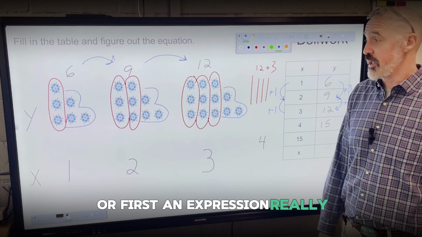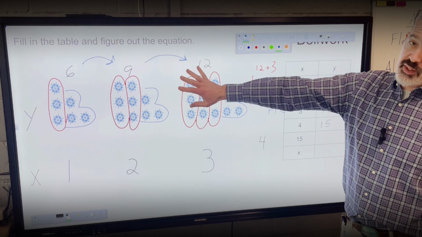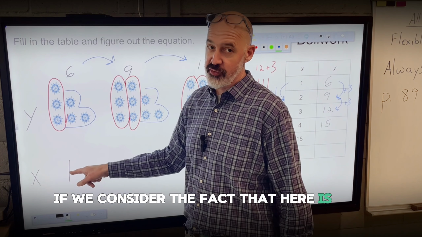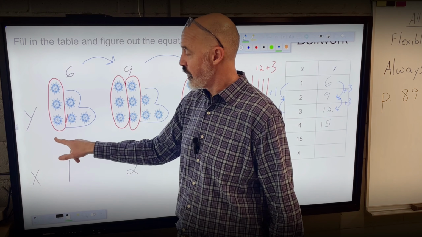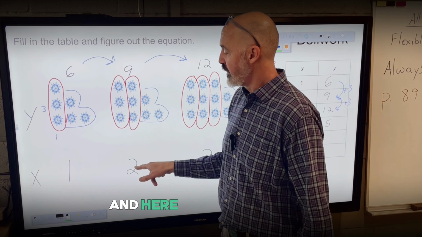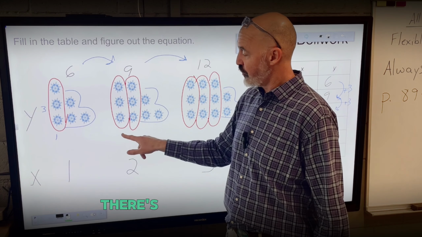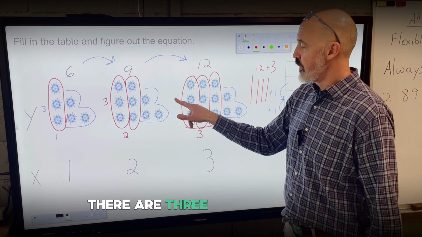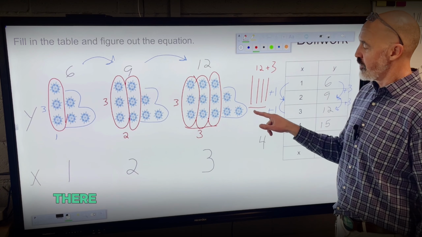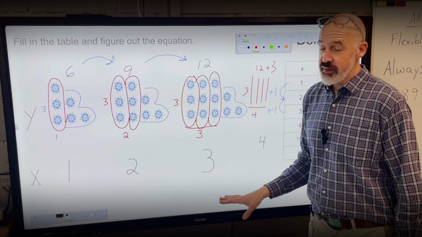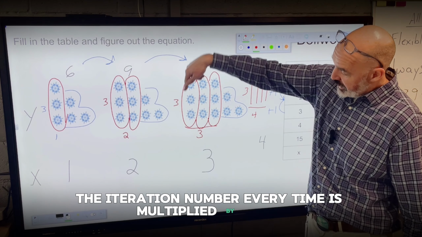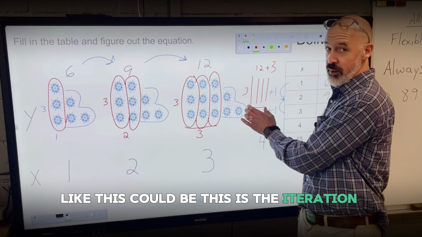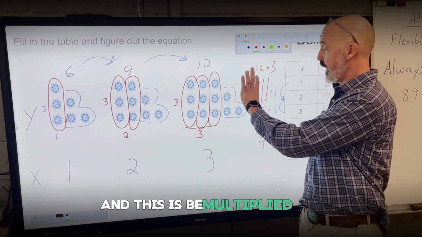So how does this model compare to the iteration number so that we can generate an equation, or first an expression really, in terms of x? How are we generating y, the output? Well, if we consider the fact that here is one group of 3, and here, second iteration, there are 2 groups of 3, and then in the third iteration, there are 3 groups of 3, and in the fourth iteration, there would be 4 groups of 3. We can see the iteration number every time is multiplied by 3. And you can see it either way. This is the iteration number, and this is being multiplied by 3.